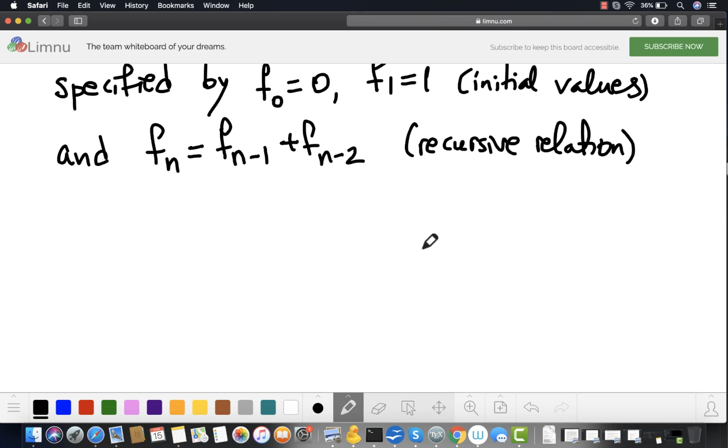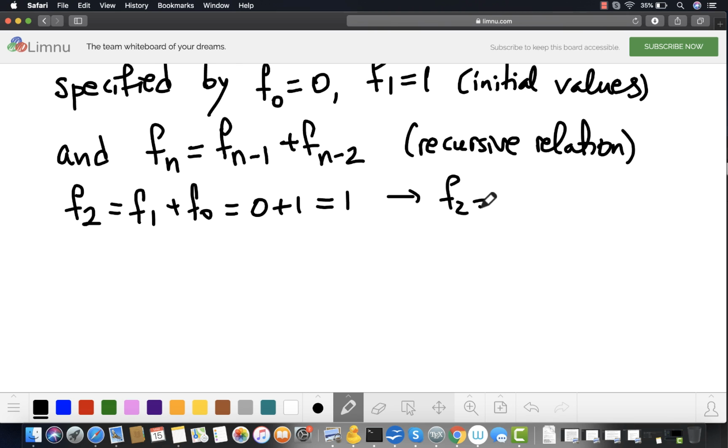So let's try to write down the first few values of the Fibonacci sequence. So f of 0 and f of 1 is already given to us. Those are 0 and 1 respectively. And to find the next term, you have to add the previous two. So if you want to find f sub 2, you would have to add f sub 1 to f sub 0. So you would get 0 plus 1, which is 1. That tells me that f of 2 is 1.